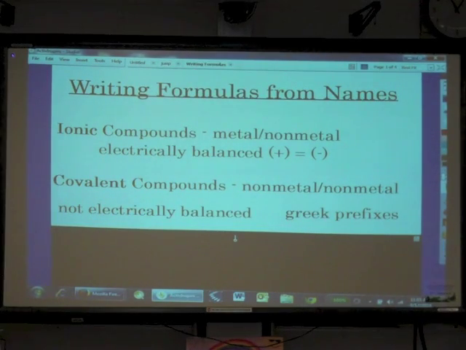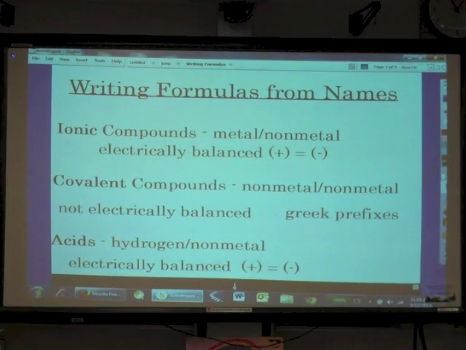Covalent compounds, we recognize them. They are non-metal bonded to non-metal. They are not electrically balanced compounds. Their stability comes from sharing electrons, not from opposites attracting. And Greek prefixes are used in names, so we're able to go backwards and translate those prefixes into numerals in a formula. And last but not least, we've got acids.